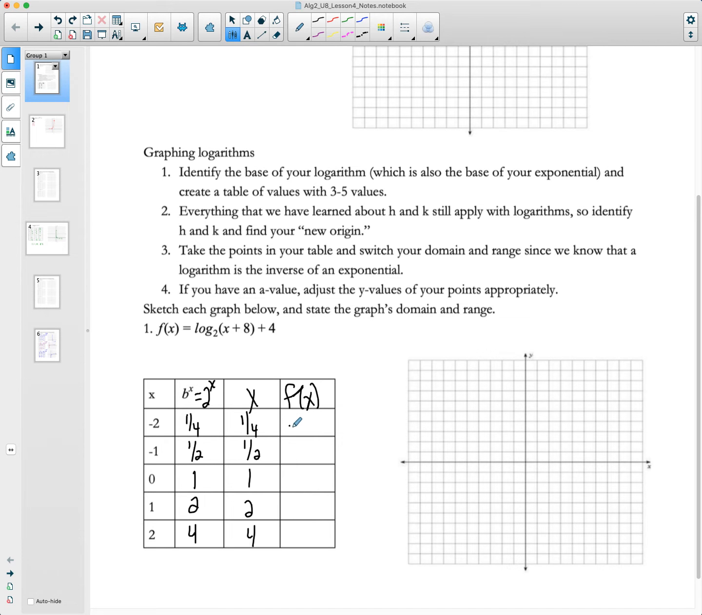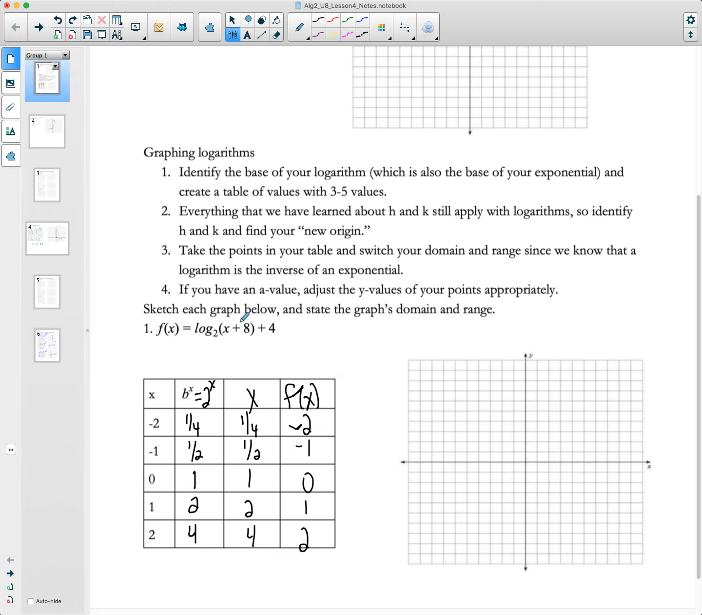And we know the domain of our exponential becomes the range of our logarithm. So then that would be -2, -1, 0, 1, and 2. And so now we have our points that we can graph. Well, to graph these points, what we now need to do is our horizontal shift and our vertical shift, in order to find our new origin from which to graph these points.